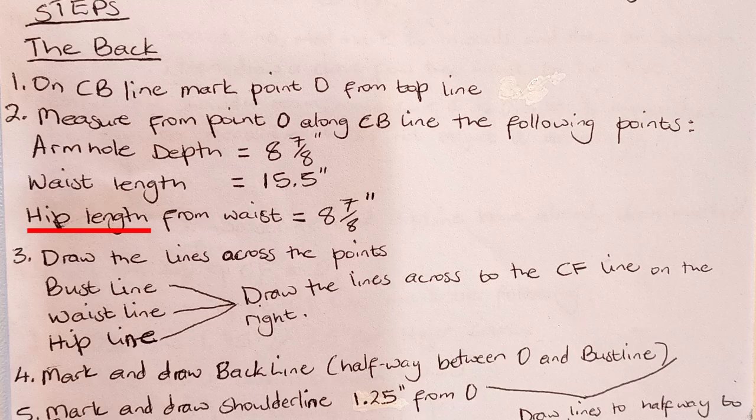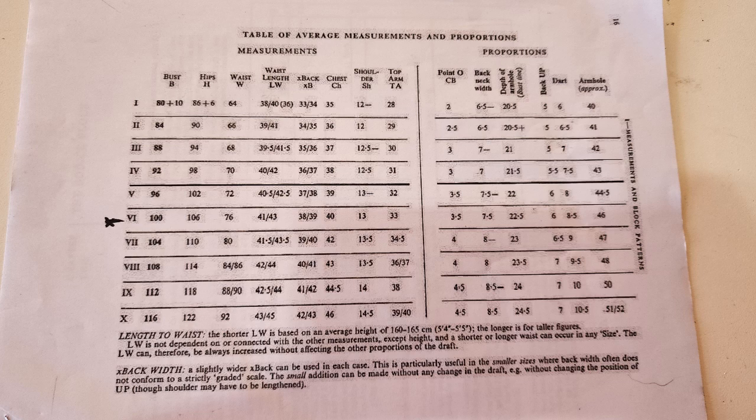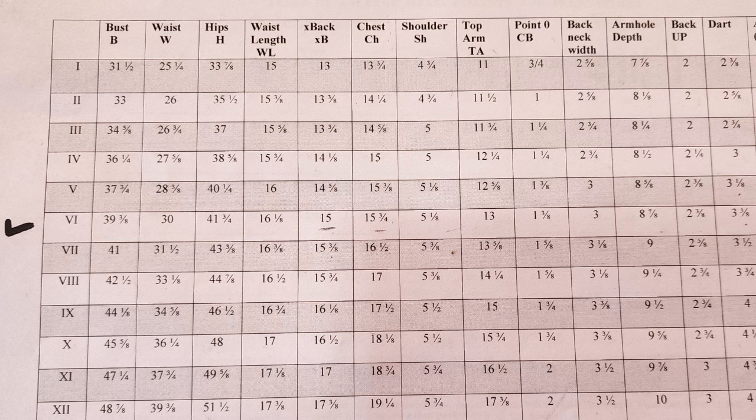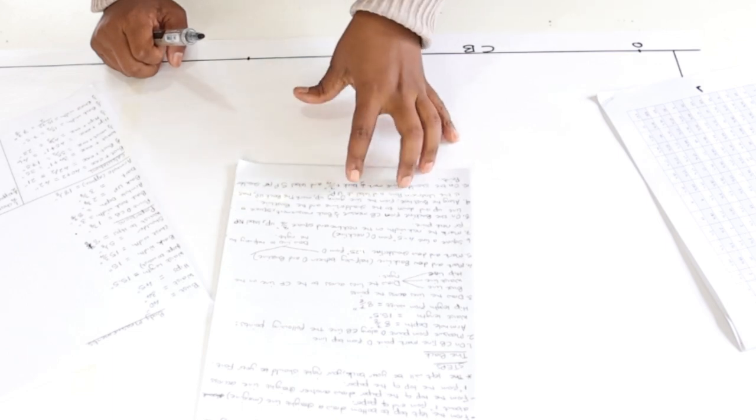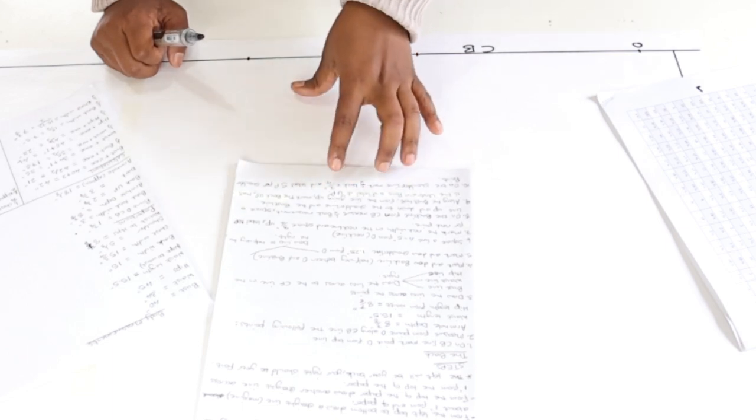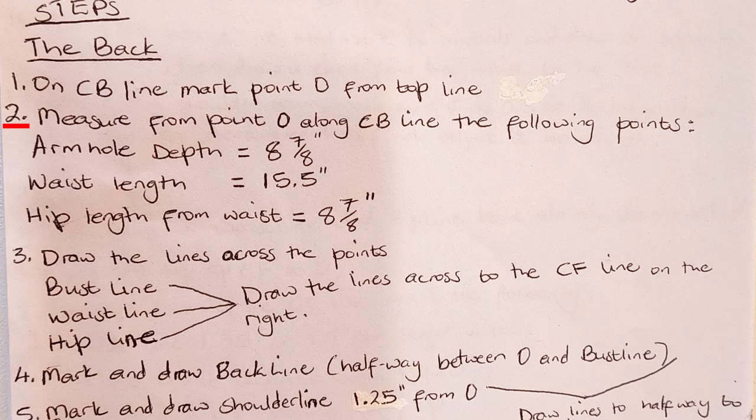And then next we are going to measure the hip length from the waist. That is 8 and 7/8 of an inch. Now we have to take note that that measurement was not included in the table of measurements by Natalie Bray. So it is also not included in the table of measurements that I've already prepared. So what you have to do is take that measurement on yourself. You have to measure yourself from your waist up to your hip.